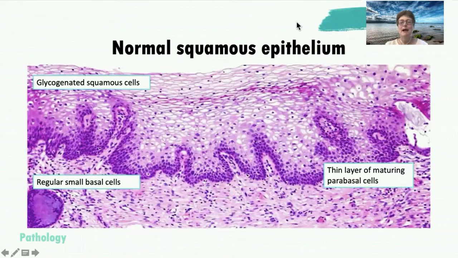Let's think about the normal cervix. So the cervix has squamous epithelium on the outer part of it. This is the normal squamous epithelium. Notice at the bottom there are dark blue coloured basal cells, but most of the epithelium is taken up by these glycogenated cells. This is in the premenopausal woman. In the postmenopausal woman, the glycogenation can disappear. The glycogenation gives the hollow look to the cells.